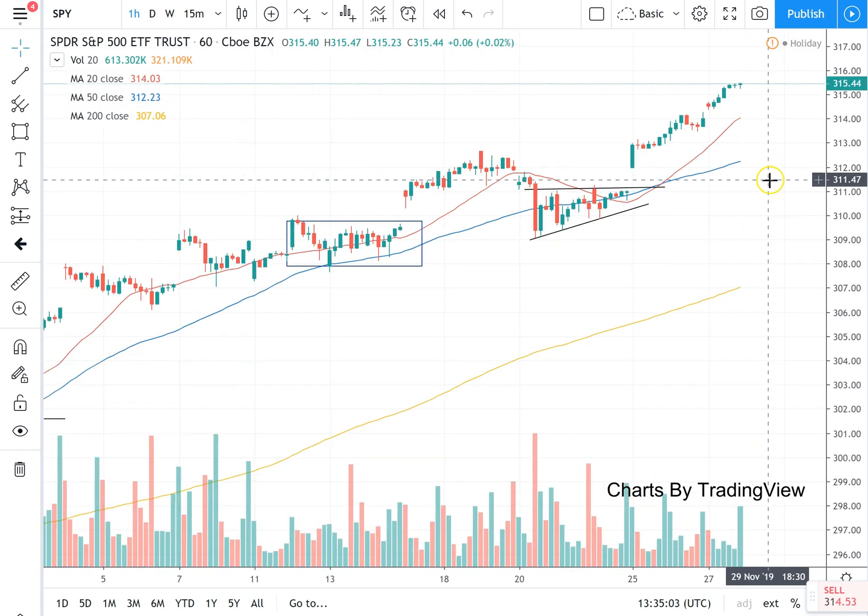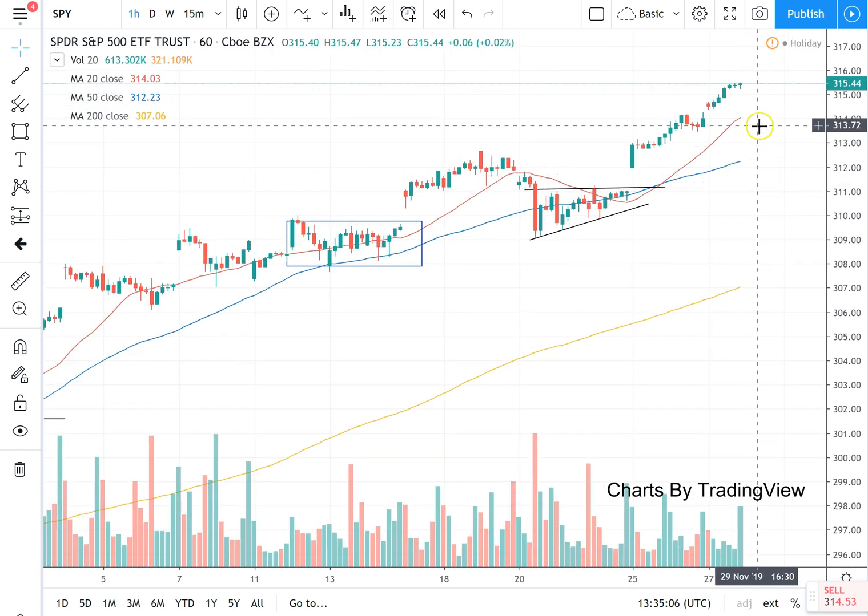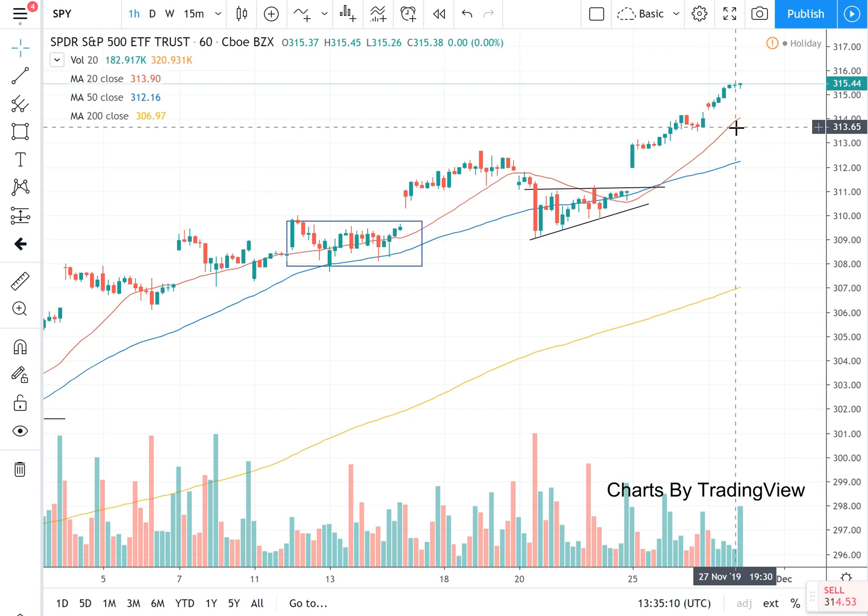Now, right now, since it's still trading above the 60-minute 20 MA, our bias is still bullish. You can be bullish bias as long as the SPY is trading above the 60-minute 20 MA.